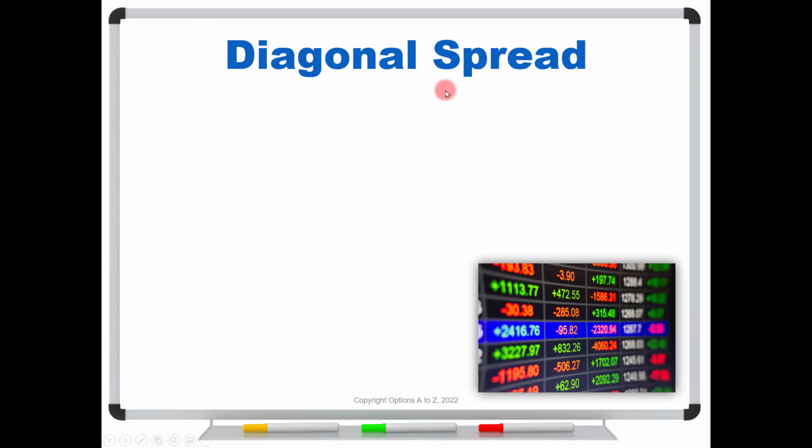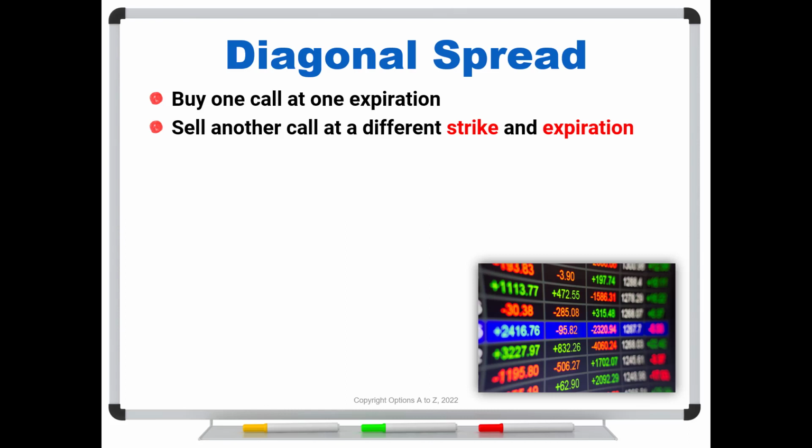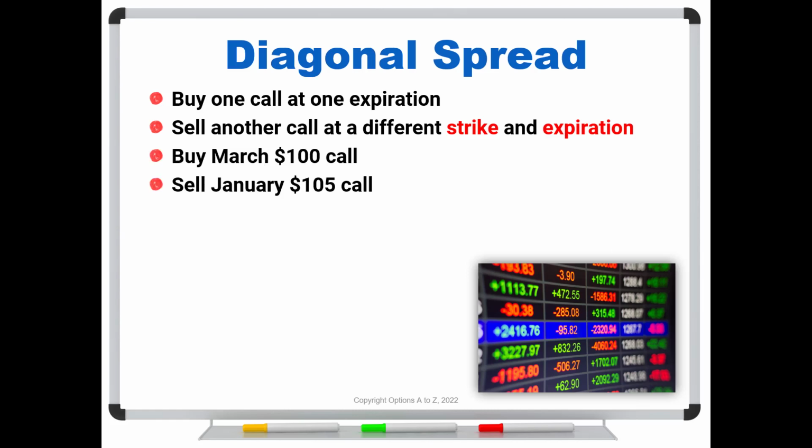Now let's take a look at the diagonal spread. The diagonal spread is where you are going to buy one call at one expiration. You could also use puts, but I'm going to use calls for these examples. You're going to sell another call at a different strike and a different expiration. The diagonal spread has both different strikes and different expirations. So as an example, you might buy the March 100 call and sell the January 105 call.